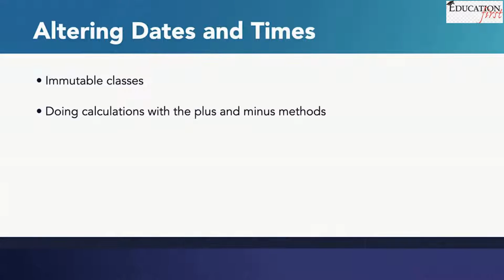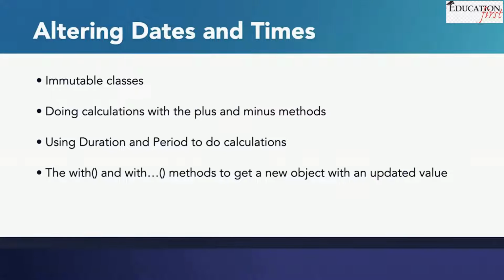I know it almost sounds like I'm selling it, but it really is my own not sponsored opinion. There are beautiful methods out there for doing calculations with the dates and the times. They're captured by very many plus and minus methods. We use duration and period to add or subtract to or from a date or time. And then we also have the with and with-something methods. These return a copy of the object with the specified attribute altered. Let's move over to IntelliJ and have a look.